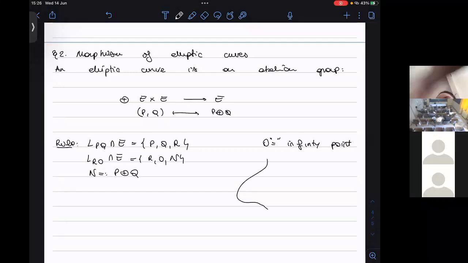So you can represent it in this way. This is our cubic equation, maybe. I consider this line through P and Q. This is R. And then I set here the 0, and then I find another intersection.